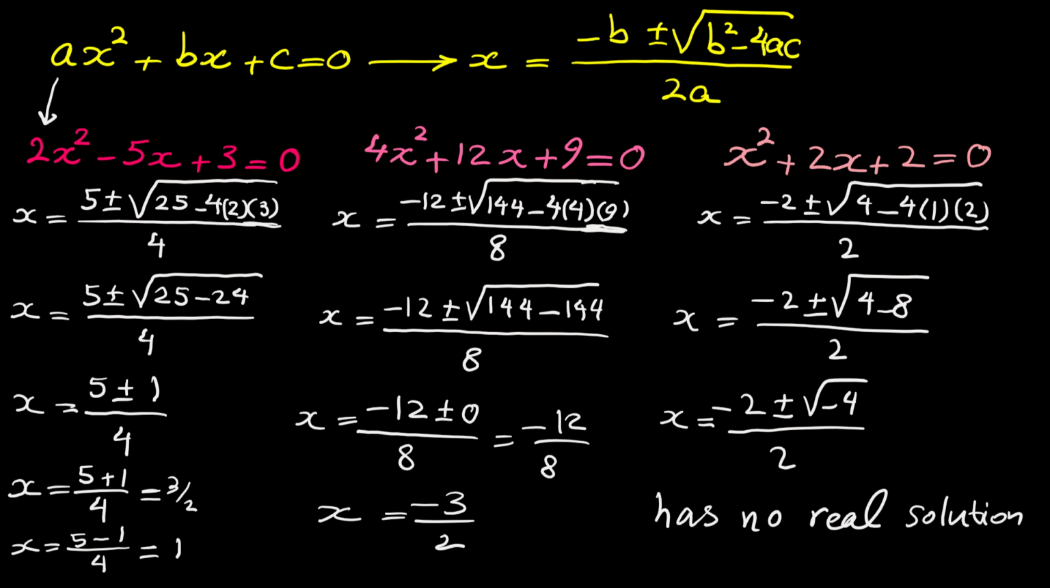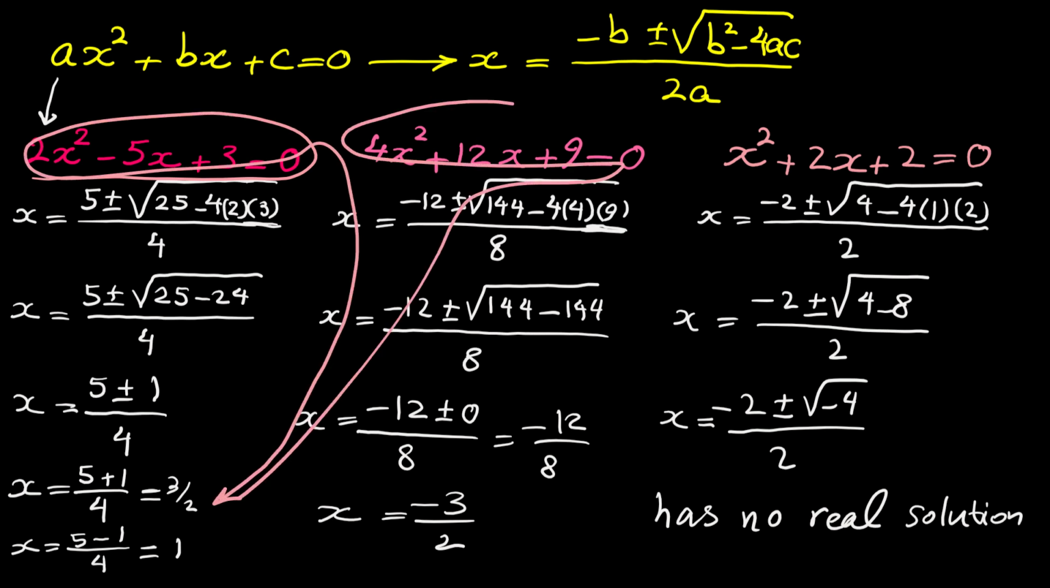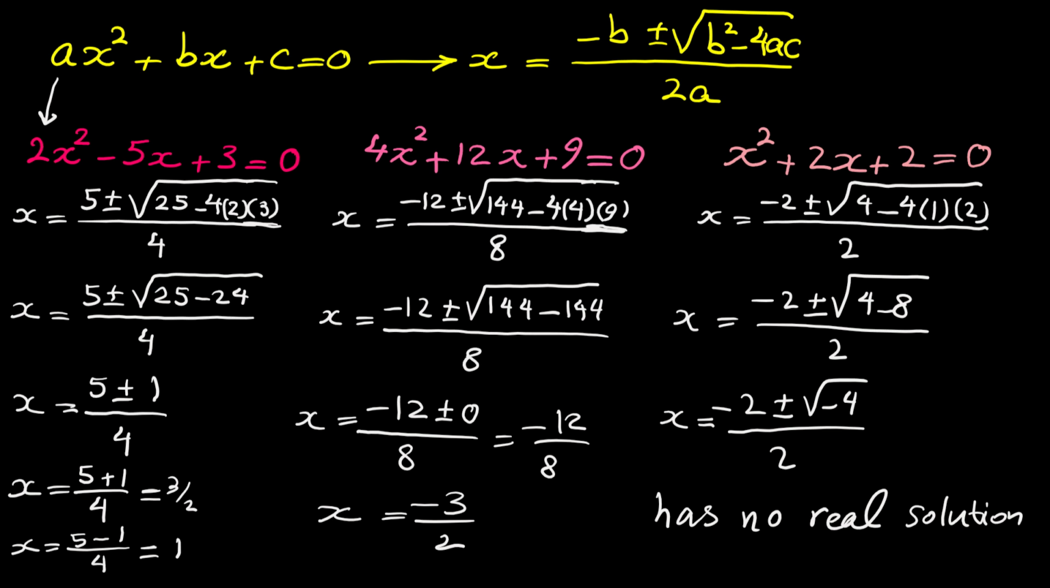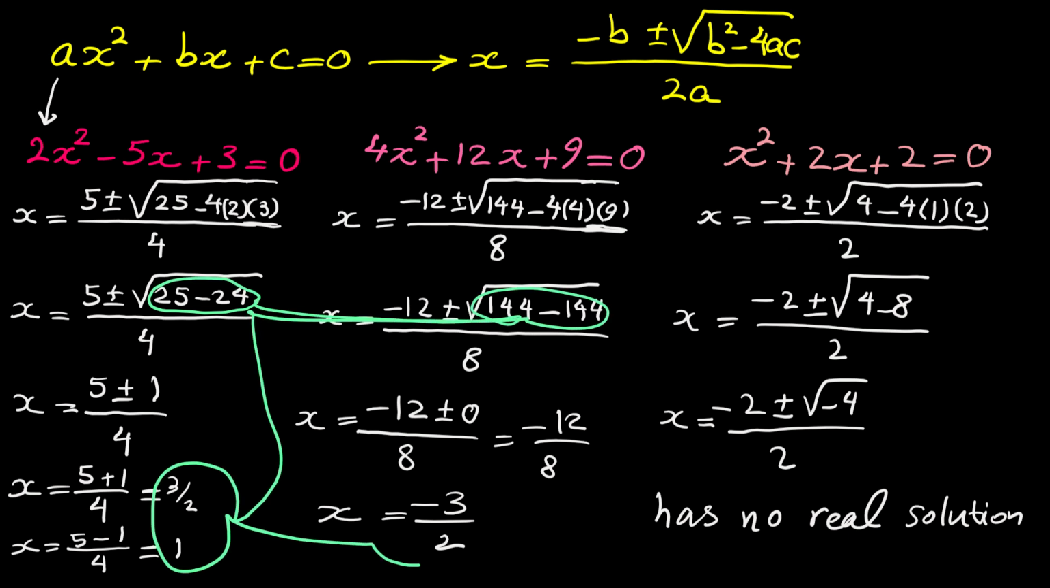So, let's go over the examples that we have seen so far. This equation has two solutions. This equation has only one solution. This equation has no solution. So, depending on the value inside of this radical, we can have two solutions, one solution, or no solution.